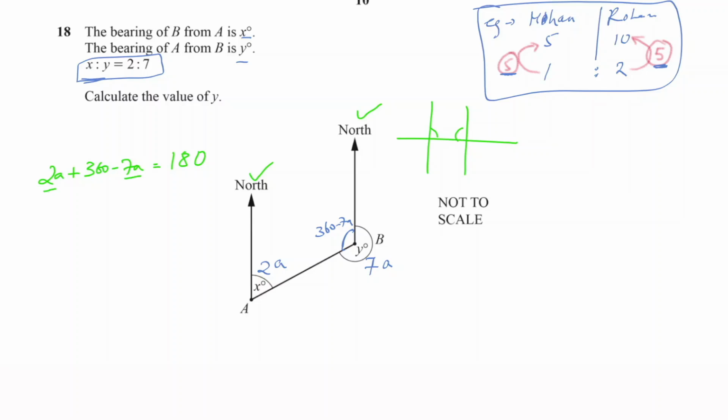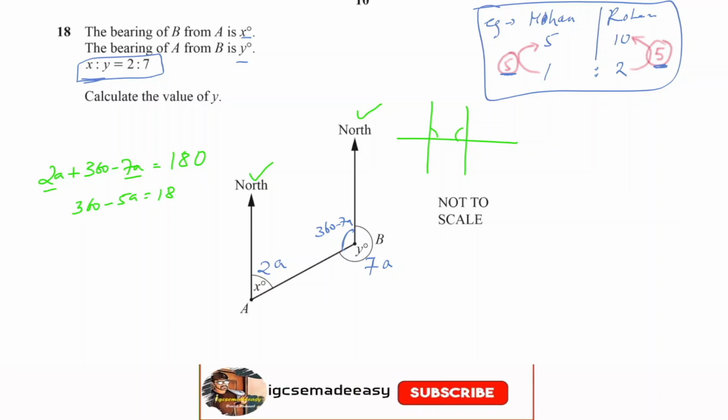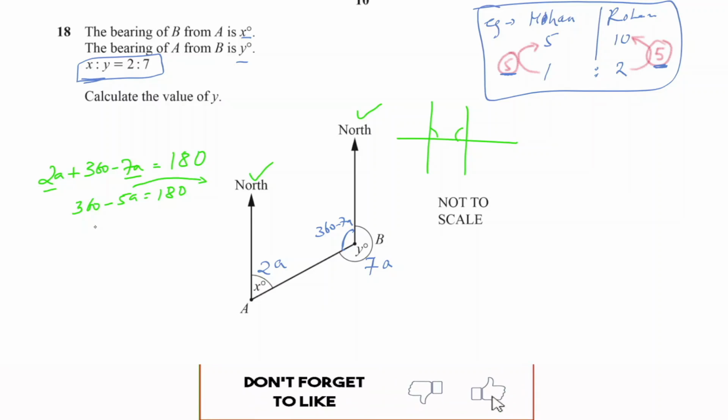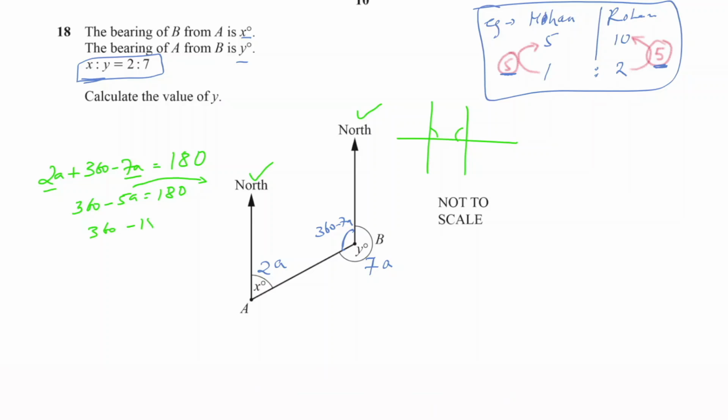So 2a plus 360 minus 7a will give me 360 minus 5a equals 180. Okay, so let's take this 5a over to that side. So it will be 360 and 180 comes this side. 180 equals 5a. So we have 360 minus 180 is 180. I'm just solving this one. So 180 equals 5a, and a will be equal to 180 divided by 5.